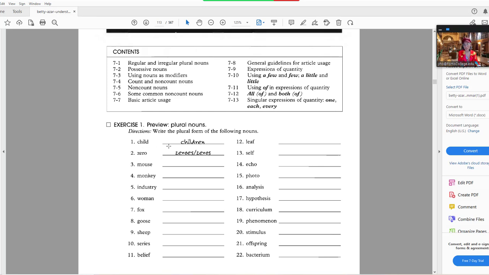The plural of child is children, zero is zeros, mouse, mice, monkey, monkeys, industry, industries with an IES, woman, women, fox, foxes with an ES, goose, geese, sheep, sheep, series, series, belief, beliefs with an S, leaf, leaves, VES, self, selves, echoes with an ES, photos without an E, analysis, analyses, hypothesis, hypotheses, curriculum becomes curricula, phenomenon, phenomena, stimulus, stimuli, offspring, offspring, bacterium, bacteria.